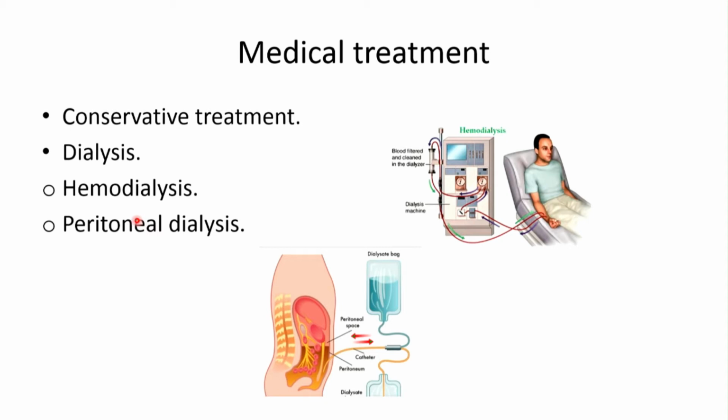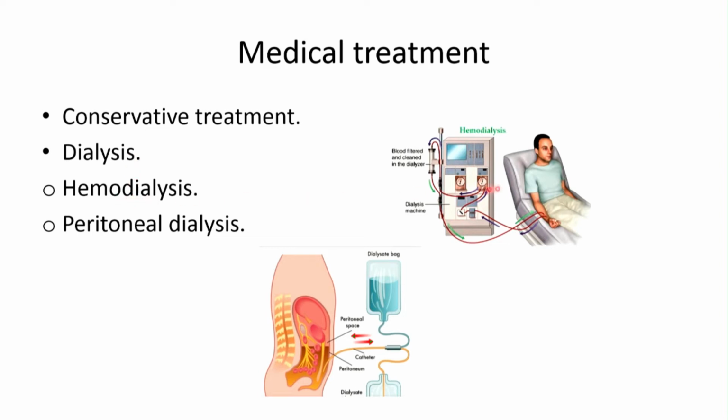So what is the medical treatment of the patient with end-stage renal disease? Actually, there are two types of treatment, depending on the clinical condition and the clinical manifestation of the patient. Either conservative treatment, in which medications are prescribed for the patient, or dialysis, in which there are two types.